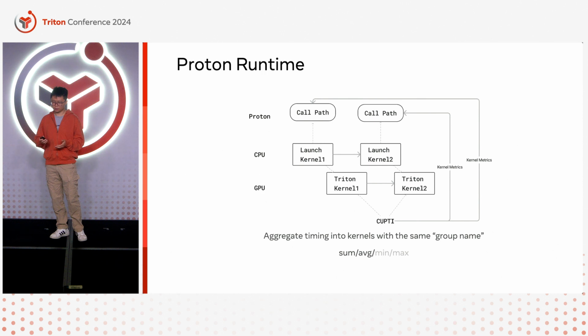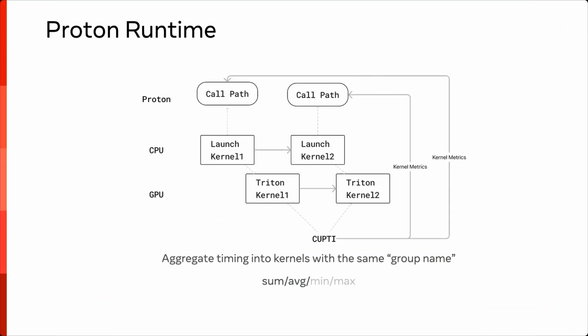Here's how Proton, the profiler's runtime, works. On the CPU, we're just going to launch kernels as usual, without intercepting them. And each kernel will be offloaded to the GPU. On the GPU side, we use vendor-provided libraries like CUPTI and RocTracer. It's going to profile each kernel asynchronously with the CPU kernel launch. And each kernel metric is going to be accumulated in a GPU buffer.